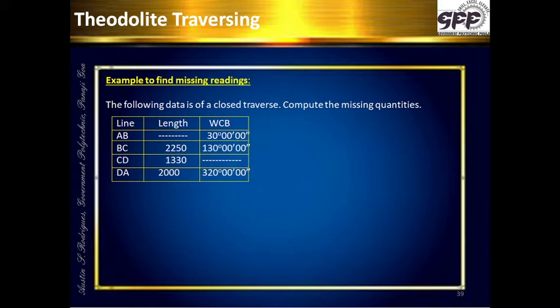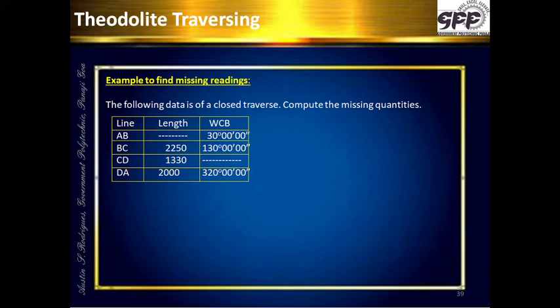So over here we have the following data of a closed traverse. Compute the missing quantities. The length of AB is unknown. The whole circle bearing of AB is 30 degrees. That of BC, the length is 2250 meters. The whole circle bearing is 130 degrees. The length CD is 1330 meters. The angle is unknown. The length DA is 2 kilometers, that is 2000 meters, and the whole circle bearing is 320 degrees.